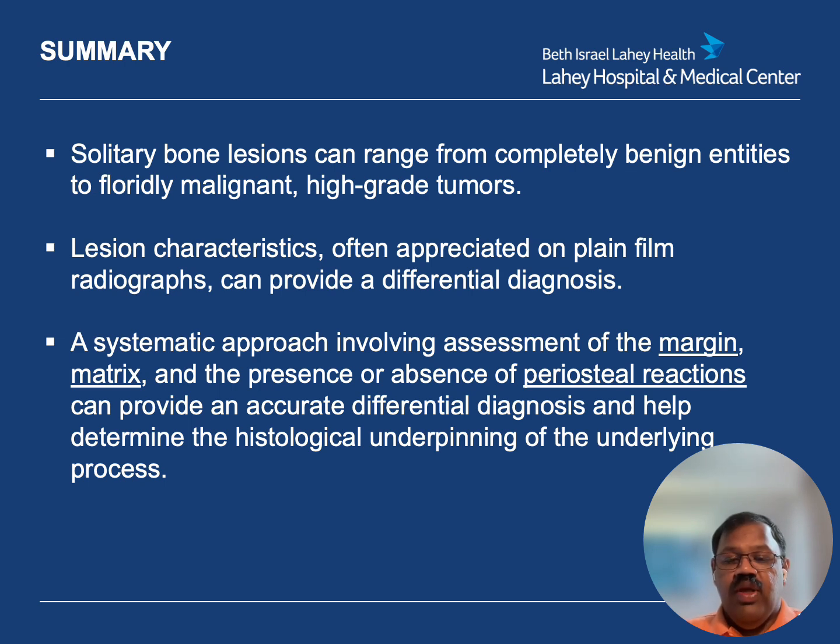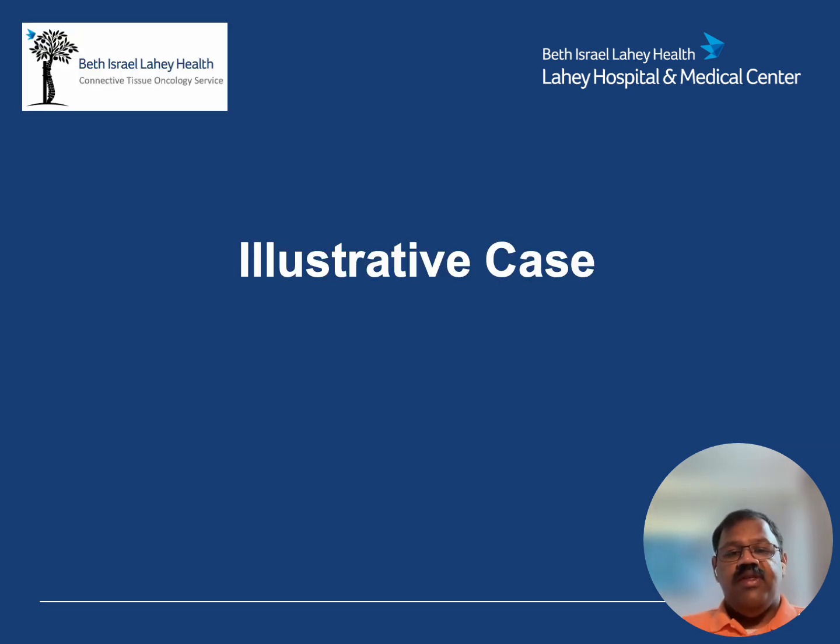So remember, when you're looking at radiographs, take a systematic approach to assessing the lesion, and you want to assess the margin, the matrix, and the presence or absence of a periosteal reaction. By doing those three things consistently, you can really help identify the potential underlying histological underpinning of the process and help ensure that this patient gets the appropriate care. So with that being said, let's move on to discuss an illustrative case.